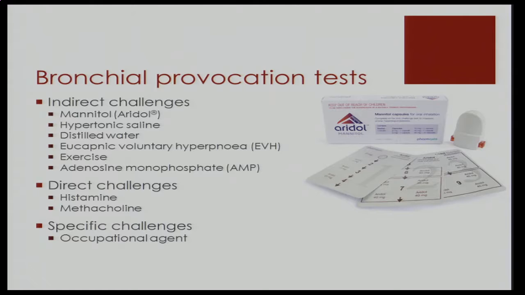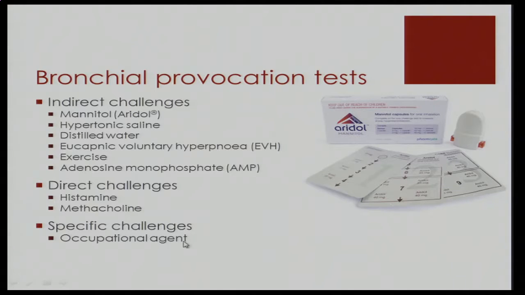Mannitol, I'd say, is the most commonly used agent these days, and it's an indirect challenge. It changes the osmolality of the airways, and that then results in a cascade of responses leading to bronchoconstriction. There are some other indirect challenges that we use, like hypertonic saline, and this great one called eucapnic voluntary hyperpnea, which is essentially where we get patients to breathe over and over again into a sac and dry out their airways that way. That causes similar indirect release of mediators causing bronchoconstriction. Then exercise challenges, and then the ones that many of you are probably more familiar with, which are the direct challenges, the pharmacological agents, histamine and methacholine.